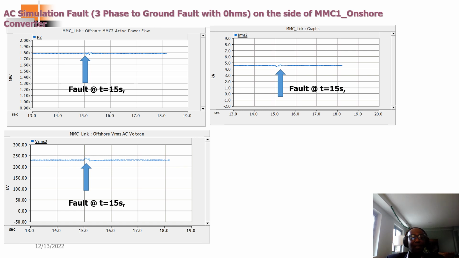So next is basically for MMC2, and as you can see, these are the simulations. The last slide is basically the charts. That is what is seen on the MMC2, but for MMC1, this is what is also seen over there.